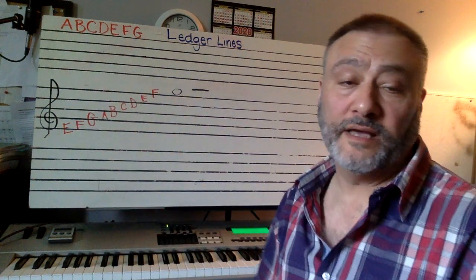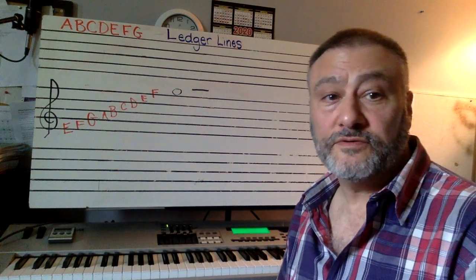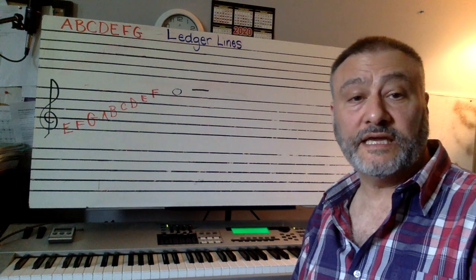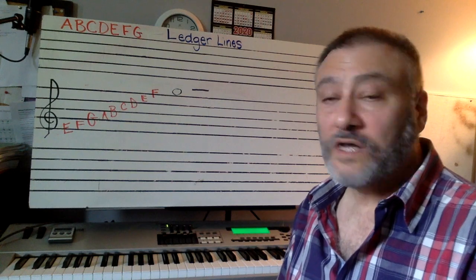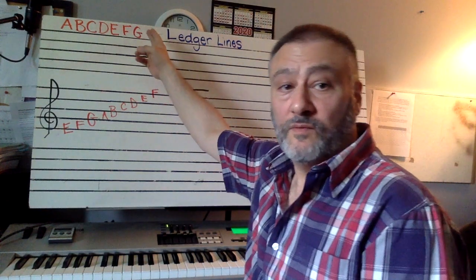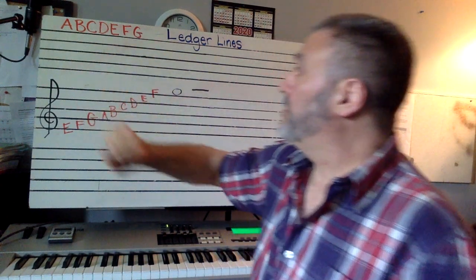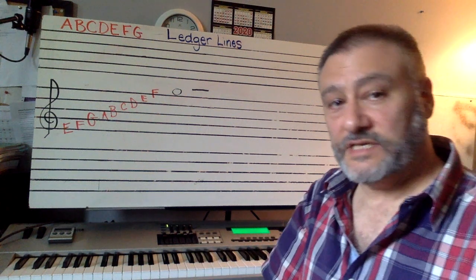Up at the top here, I've got the musical alphabet. In music, we use 7 letters: A, B, C, D, E, F, and G. That's our entire musical alphabet. Once we get to G, we go back to the beginning, to A, and we just recycle through those letters.